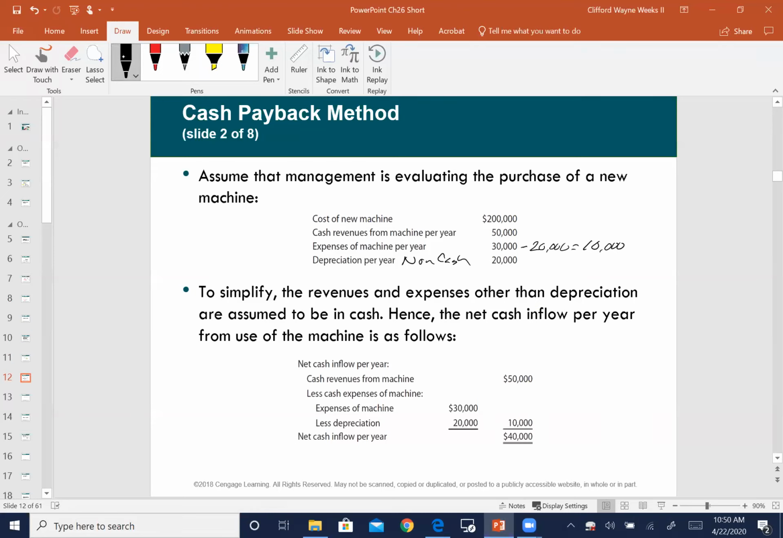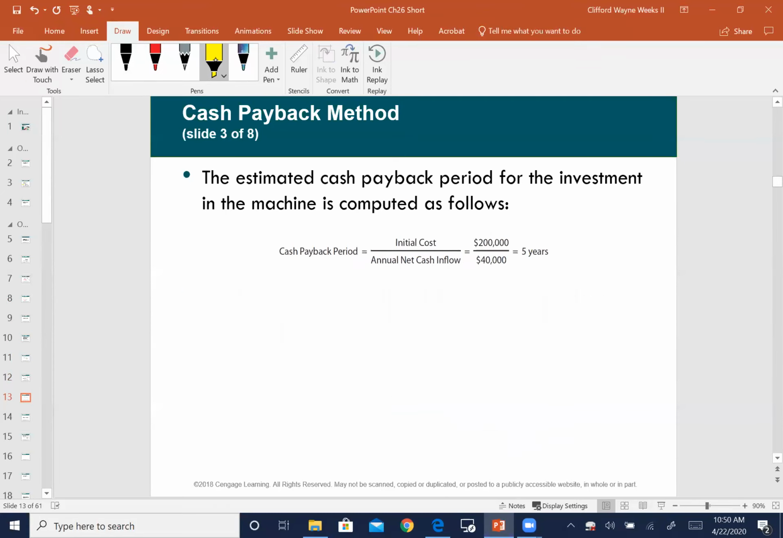And so really the cash outflow is only going to be 10. We have revenues, cash inflows of 50, cash outflow of 10. So the net cash flow is this $40,000. And so now that we know the cost and the net cash flow, we could just divide it and say it's going to take 5 years for this piece of equipment to pay for itself.